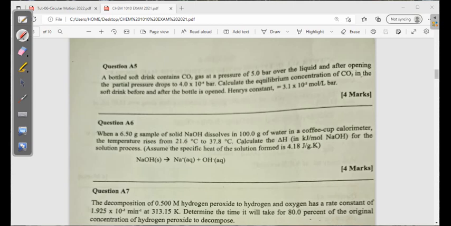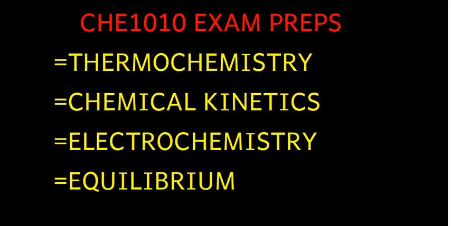What is happening here is you get sodium hydroxide and you put it in a solution. The sodium hydroxide is going to dissociate into sodium plus and hydroxide minus. Let me first change the color.